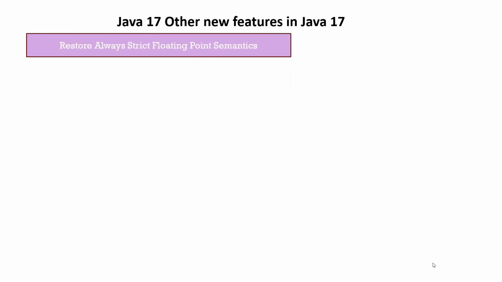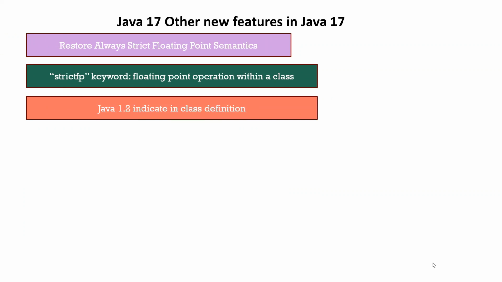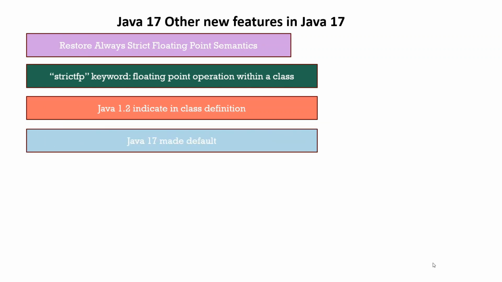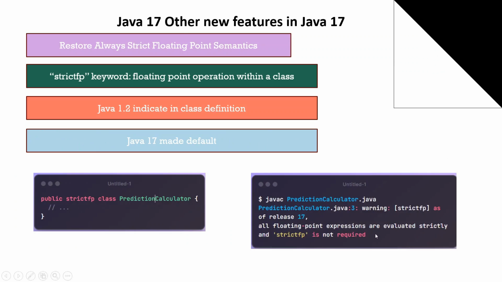Next is restore always-strict floating-point semantics. We have the strictfp keyword in Java. It is used in a class definition to make floating point operations within a class predictable on all architectures. Since Java 1.2, we needed to indicate this keyword in the class definition. Now in Java 17, it is made a default feature and there is no need to use this keyword in a class definition. We will get a warning that strictfp is not required.